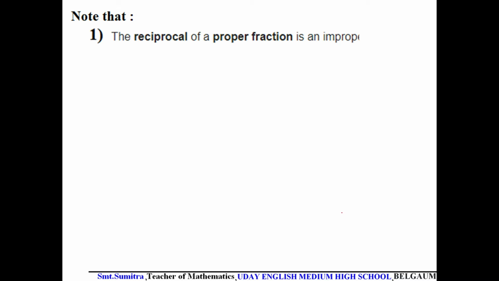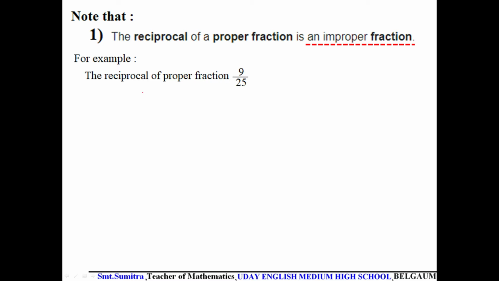Note that the reciprocal of a proper fraction is always an improper fraction. Mark this. I'll give an example. Reciprocal of the proper fraction 9 upon 25. 9 upon 25 is a proper fraction. Its reciprocal is 25 by 9. This is no doubt an improper fraction.